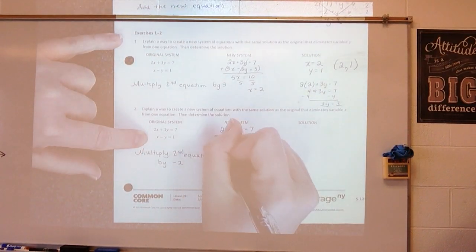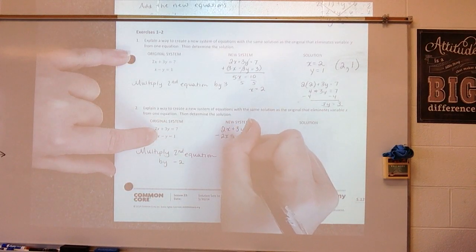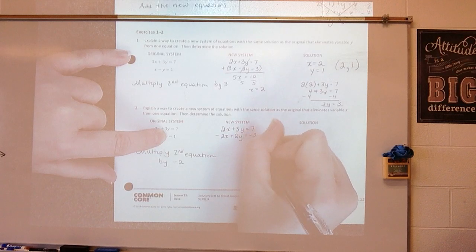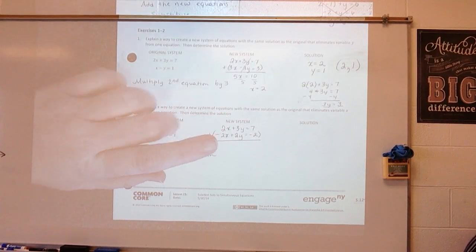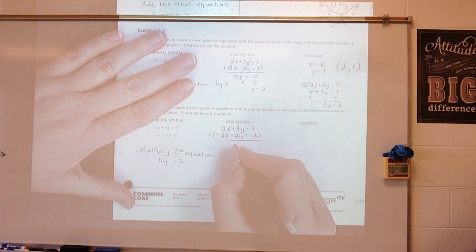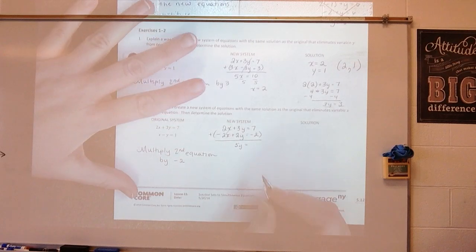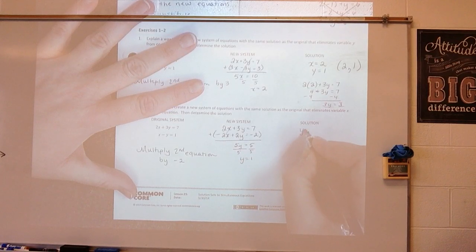Negative 2 times x is negative 2x. Negative 2 times negative y is positive 2y. And negative 2 times 1 is a negative 2. And then I'm going to add all of that together. 2x plus a negative 2x cancels out. 3 plus 2 would give me 5y. And 7 plus a negative 2 is 5. So I'm going to divide by 5, and y is equal to 1.